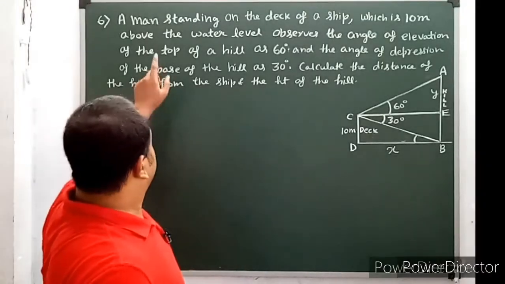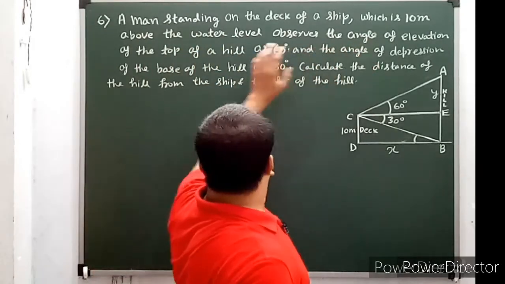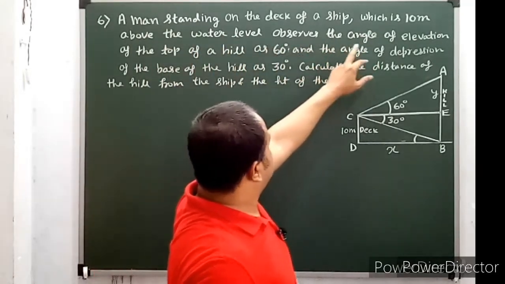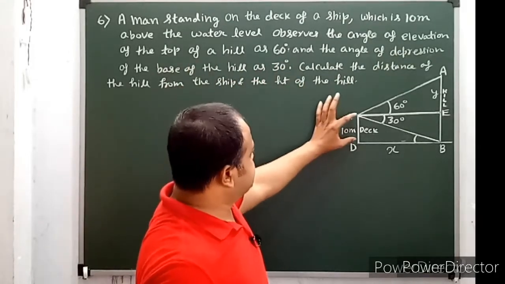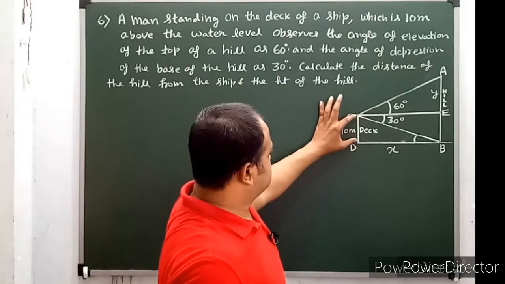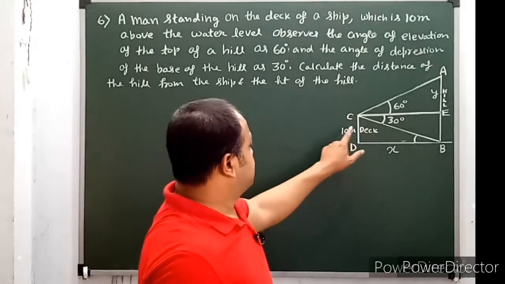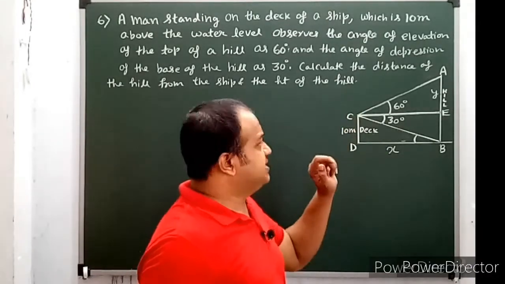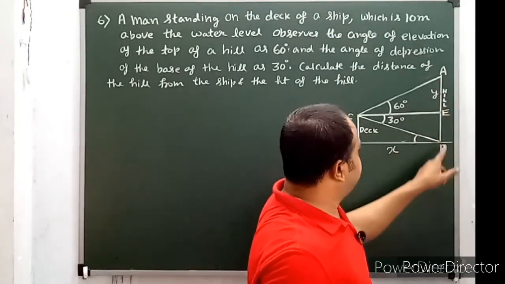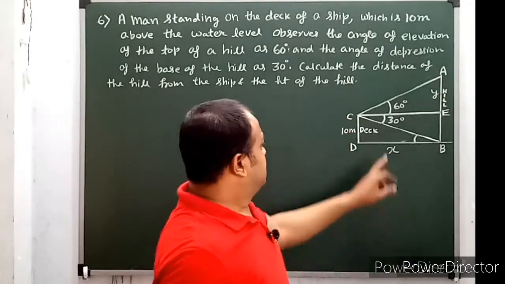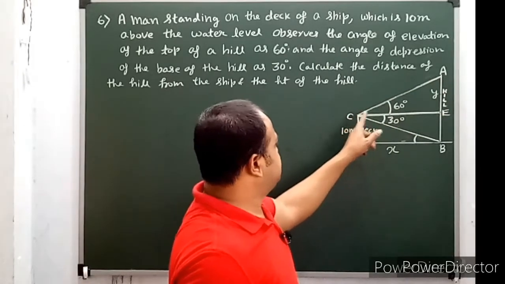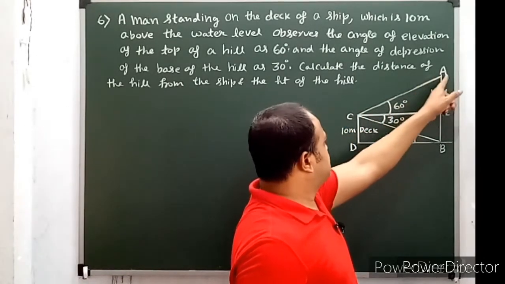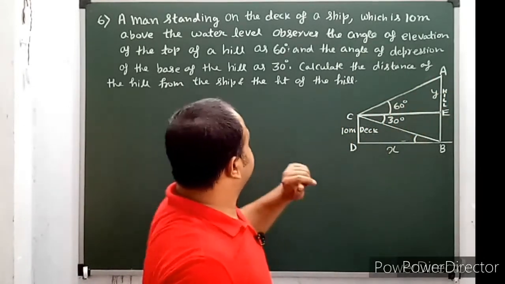In this question, a man is standing on the deck of a ship which is 10 meter above the water level, and observes the angle of elevation of the top of a hill as 60 degree. So CD is the deck of the ship. C is the point where the man is standing and he is observing a hill AB. AB is the height of the hill. A is the top of the hill. He is observing the top of the hill from the point C. That is, the angle of elevation of the top of the hill is 60 degree.